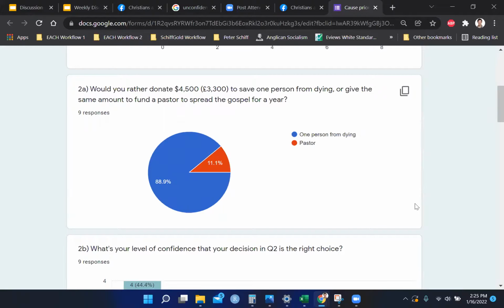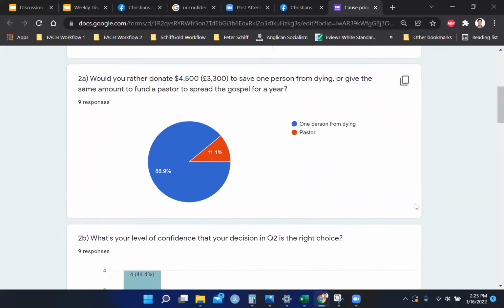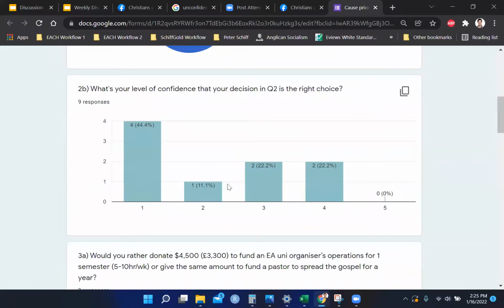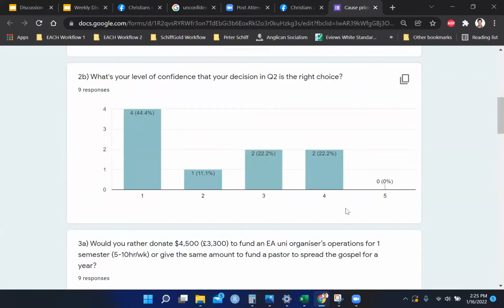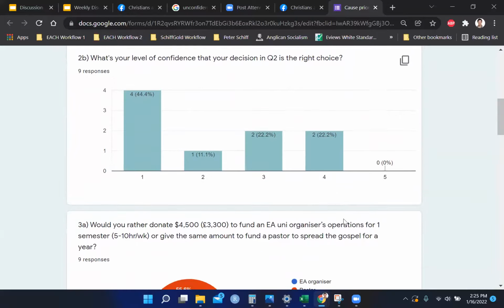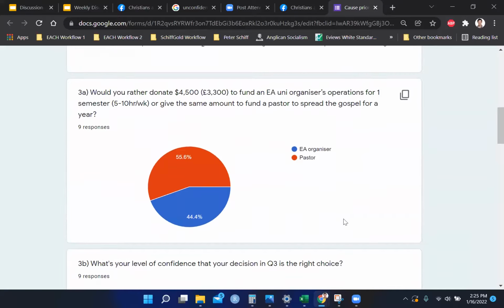Number 2, would you rather donate $4,500 to save a life or fund a pastor? Okay, pretty strong vote for saving a life. And confidence, pretty heavily skewed towards very unconfident, and nobody gave 5 out of 5. I'm not sure how to translate this to a kind of confidence interval sort of thing. I don't want to get that nerdy. I'm not even sure what that would mean, but that's something we could talk about.